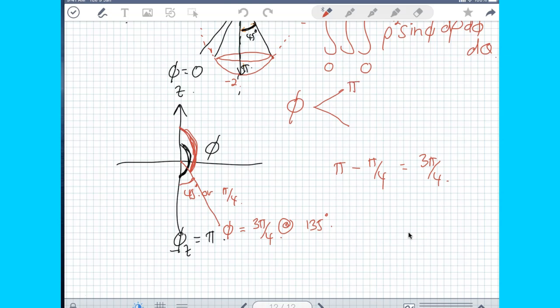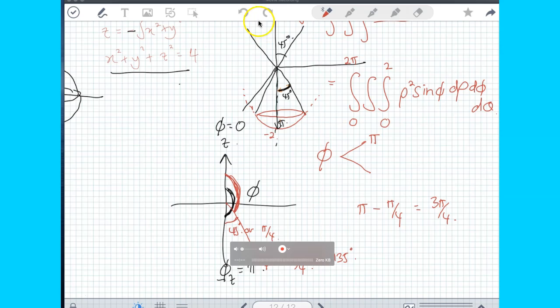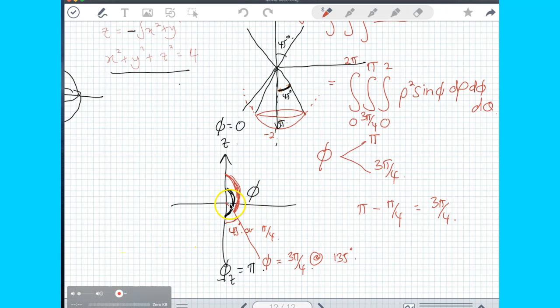So the highest possible phi, as we know, is pi. And at this cone, the angle is at 3 pi over 4. So you have to put 3 pi over 4 to pi. Okay, 135. So this line, which is part of the cone, is at phi equal to 135 degrees to 180 degrees, or normally you put it in radians, so then you have to put this one.